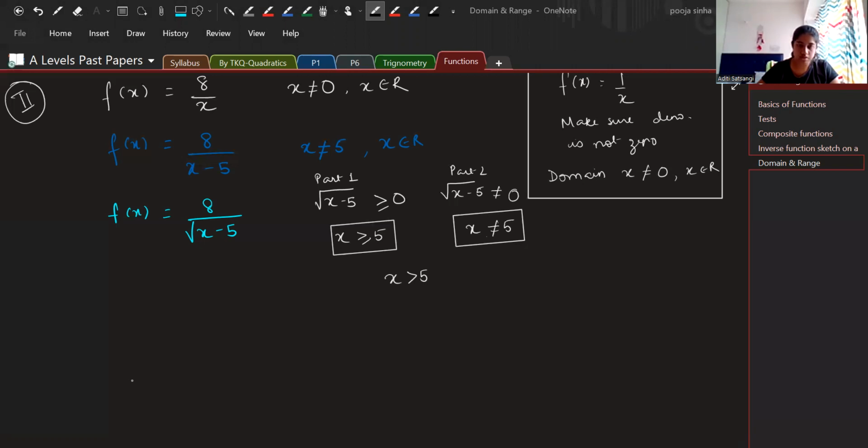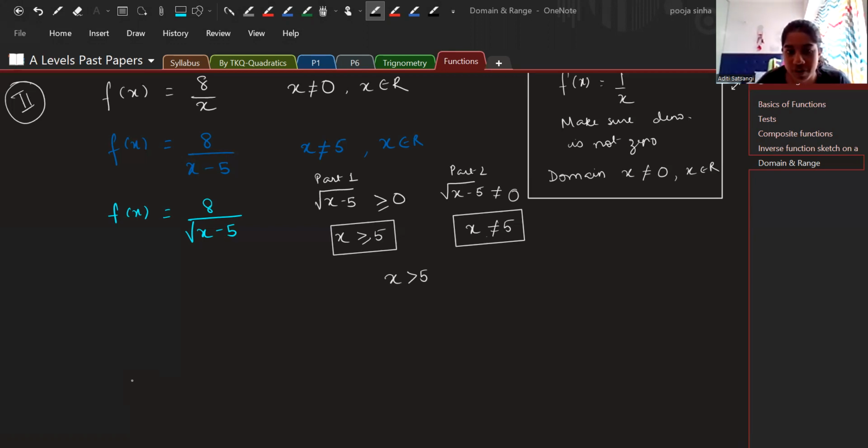Is it understood, Aditi? You understand how to combine these two now? Basically, in part 1, we have written that under root of x minus 5 will be greater than or equal to 0. In part 2, the square root of x minus 5 cannot be 0. So then, since x has to be greater than or equal to 5, x has to be greater than 5.